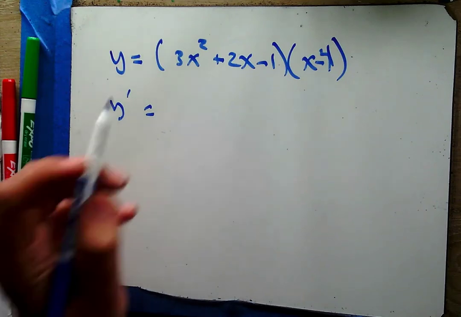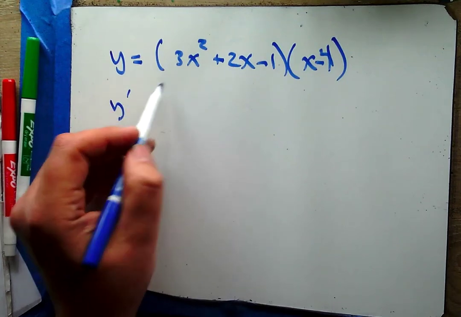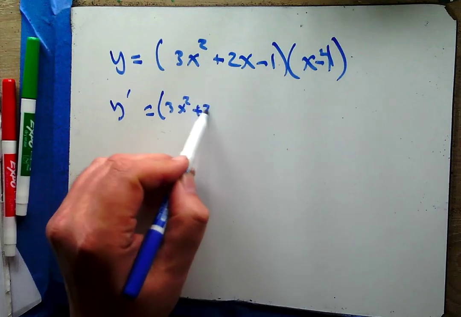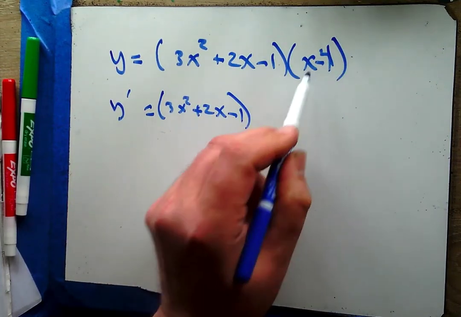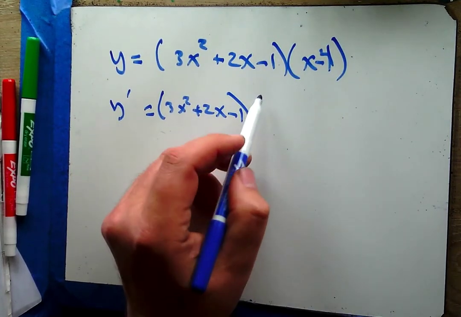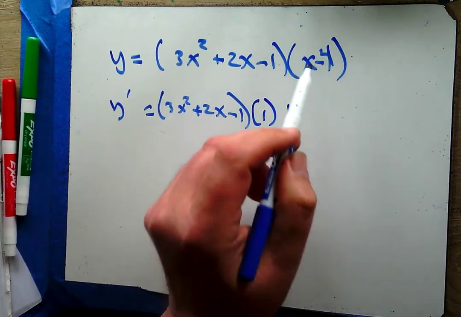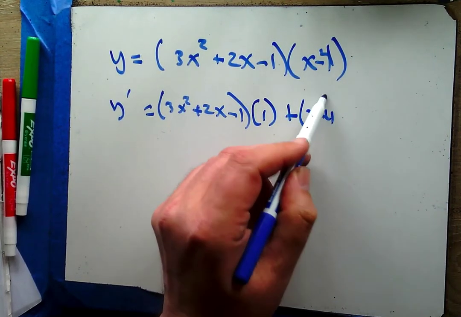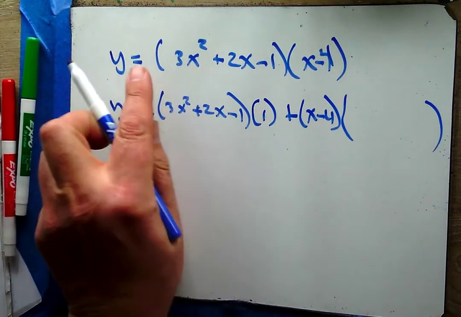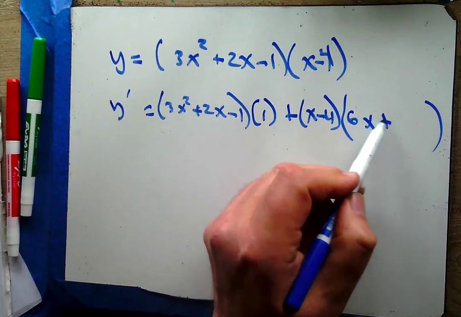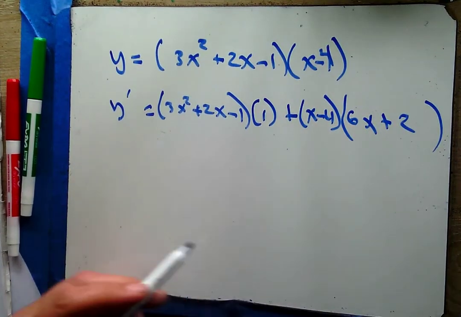Okay, so I'm using the product rule. This times the derivative of that. The derivative of x is 1. The derivative of a constant is 0. Plus that times the derivative of that. The derivative of this will be 6x. The derivative of this will be 2. All right, there's y prime.